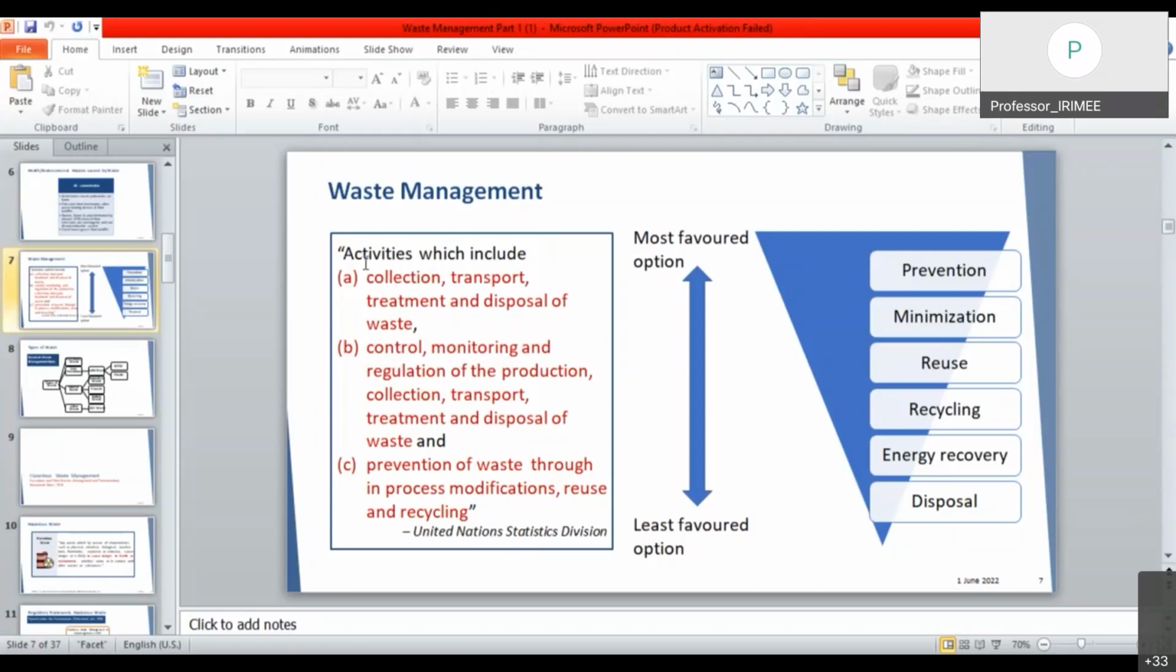Waste management activities include collection, transport, treatment and disposal of waste, then control, monitoring and regulation of the production, collection, transport, treatment and disposal of waste, and prevention of waste through process modifications, reuse and recycling. All these activities come under the purview of waste management.